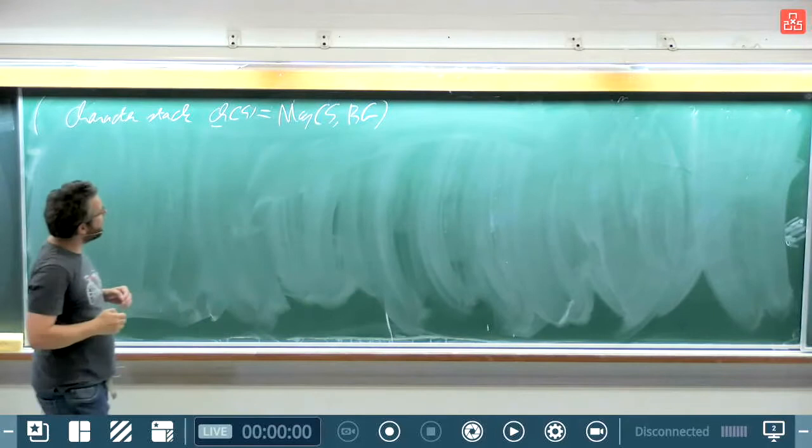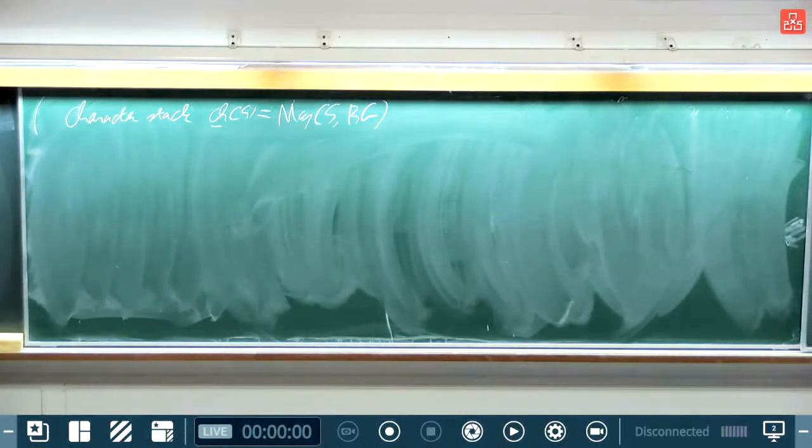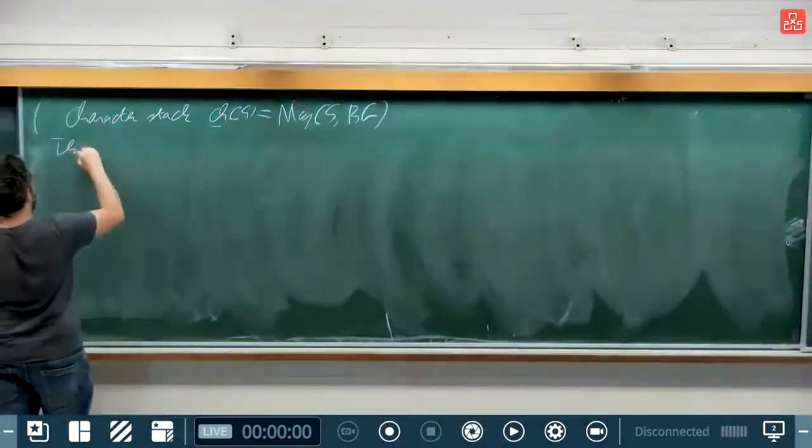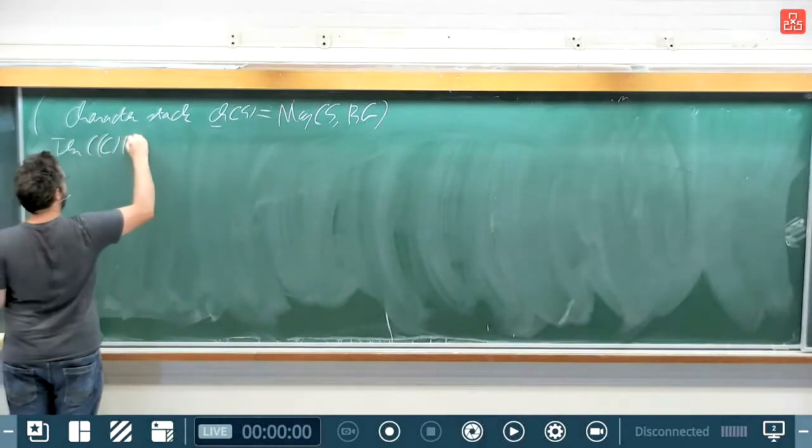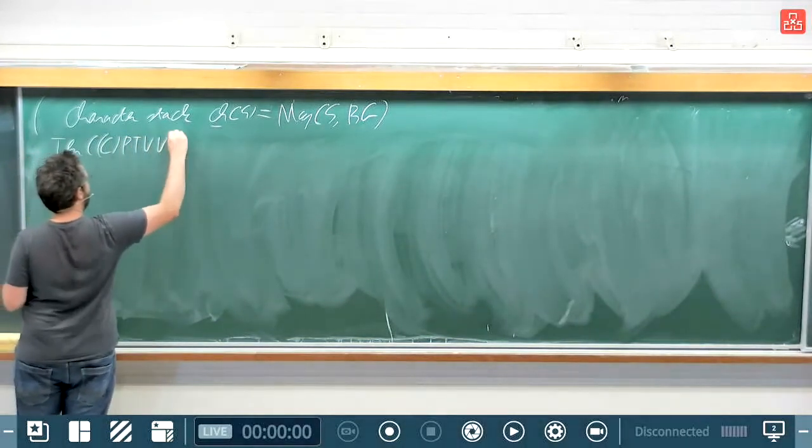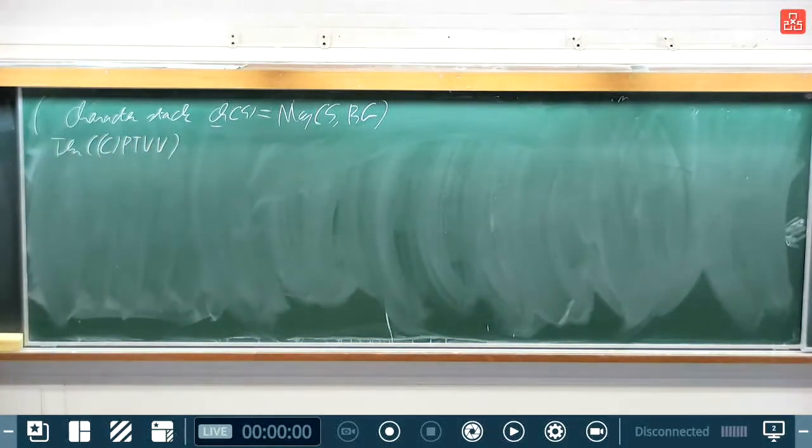So this is one way of defining this: as a mapping stack from S to the classifying stack BG. And then there is a theorem by CPTVV, so it's Calaque, Pantev, Toën, Vaquié, and Vezzosi, and those guys did not make it to the list. Because either you already know about this paper or you don't, and if you don't, that's probably not a good place to start.